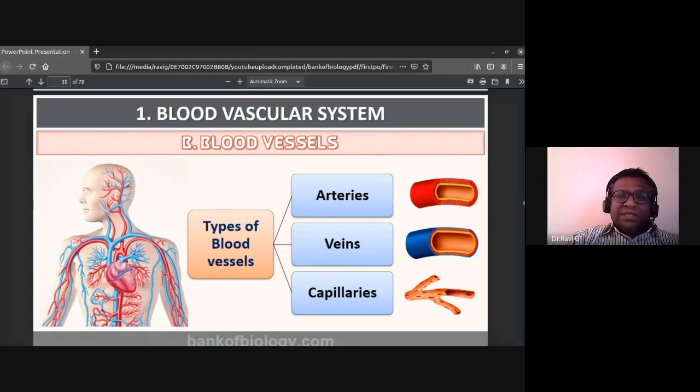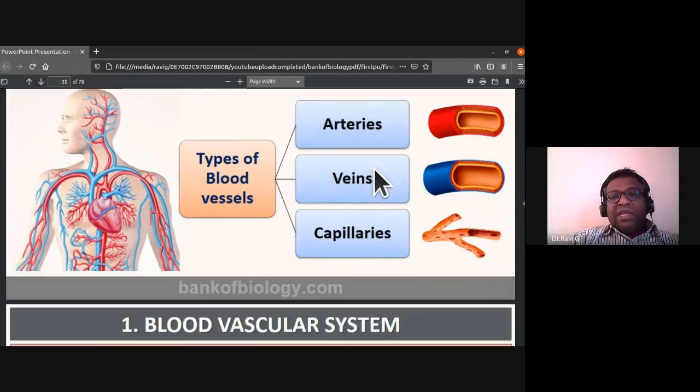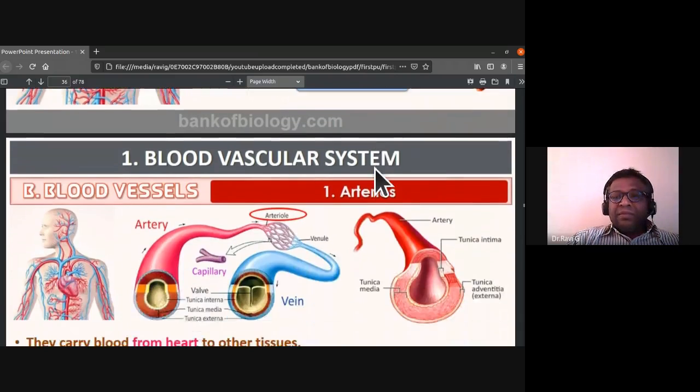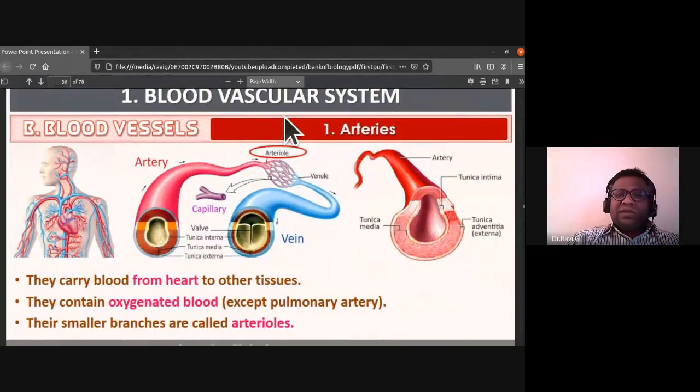Okay, so today's class we'll be discussing the blood vascular system and blood vessels. Majorly, the types of blood vessels that we have are three types: the arteries, veins, and capillaries. These are the three main types of blood vessels. So first we'll discuss the artery. Arteries carry blood from the heart to other tissues.